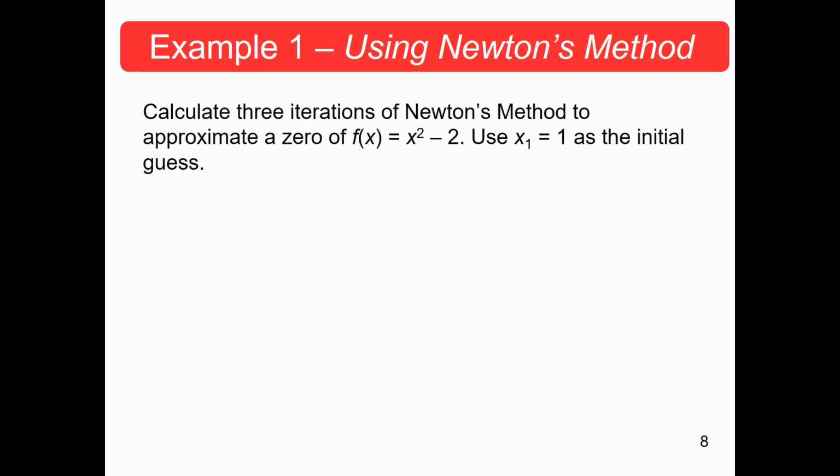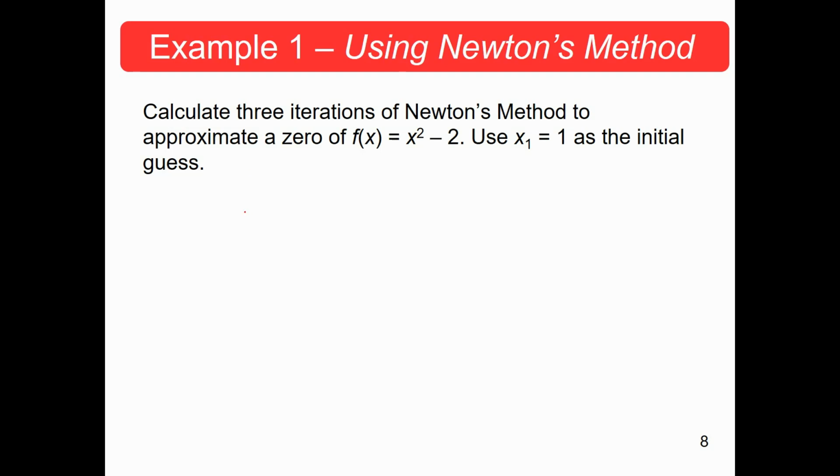So we want to use 3 iterations of Newton's method to approximate a zero of f of x equals x squared minus 2. Now, we can solve this flat out. This is quadratic. I know that my answer is going to be plus or minus root 2. But I'm using this basic one to show you how to do this, okay? We're going to use x sub 1 equals 1 as our initial guess.